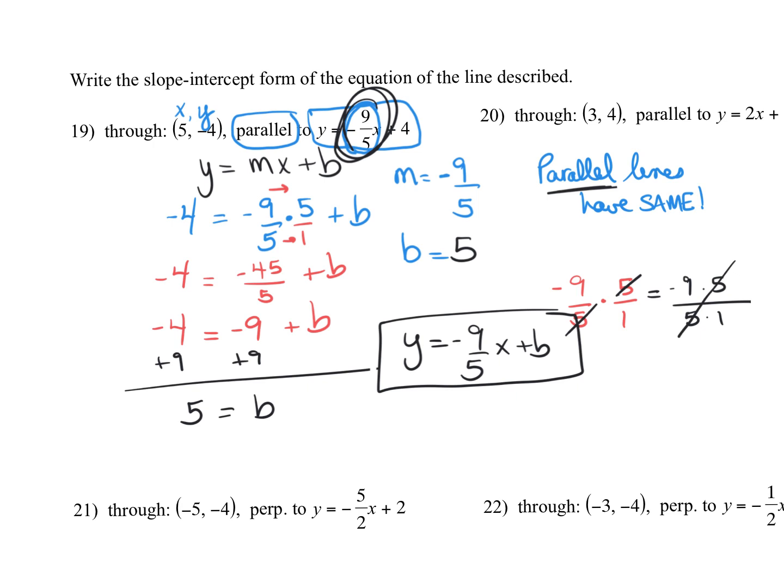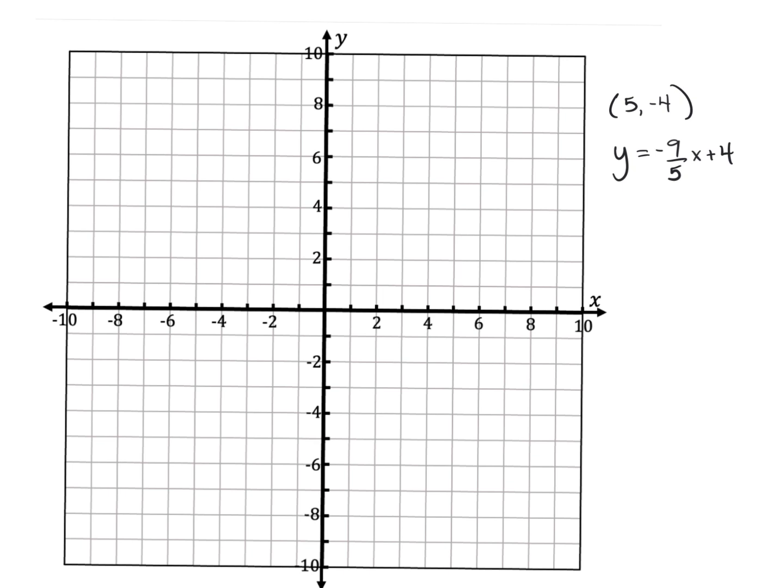Again, allow me to show you how to solve this graphically. Anytime we're solving for equations of a line using the graph, the first thing we always have to do is plot the point that's given. So I need to plot 5, -4. So that's to the right 5 and down 4. So there's my point.